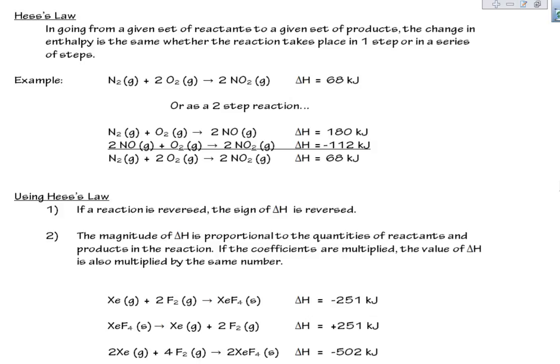Kind of reminds me of the kinetics that we were doing, where there were those elementary steps and we wanted to make sure that they added up to the overall balanced equation. This looks very similar, but now we're going to look at it from a thermal or energy transfer perspective. So Hess's law says, in going from a given set of reactants to a given set of products, the change in enthalpy, or energy change, is the same whether the reaction takes place in one step or a series of steps. And again, that relates back to the kinetics, where there were multiple mechanisms that could be acceptable, and it was really hard then to say which one was exactly right.